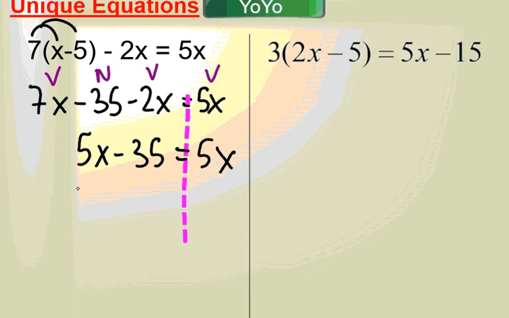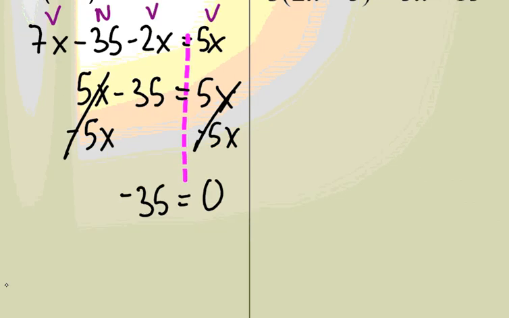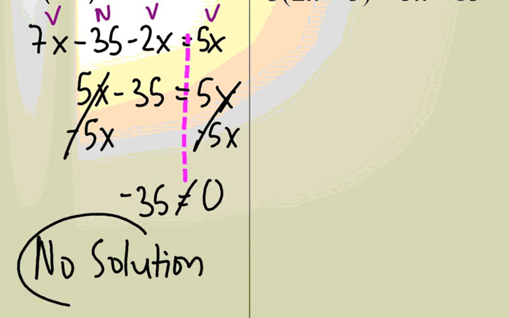You need to move your variables all to the right, so get rid of them on the left. But when you do so, they're going to cancel each other out, and you get negative 35 equals 0. That is not a true statement, so it means that there is no solution. There was no value for x that would ever make the equation true.